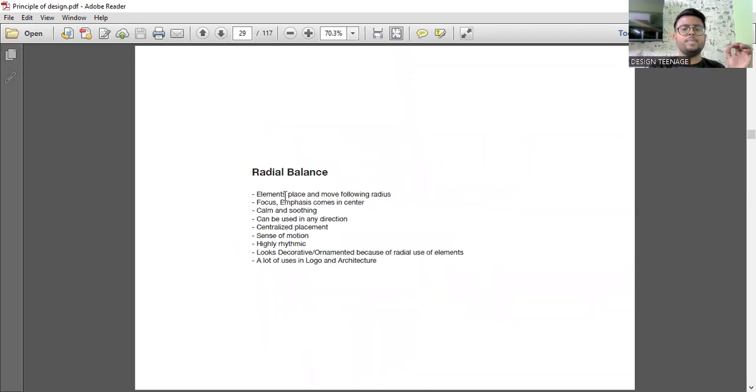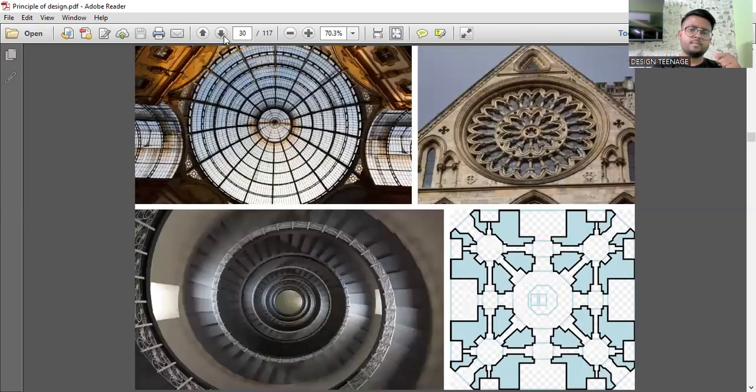Before that, elements place and move following the radius. Focus and emphasis come in the center, calm and soothing. It can be used in any direction. Centralized placement, sense of motion, highly rhythmic, looks decorative, ornamented because of the radial use of elements. A lot of use in logos and architecture.